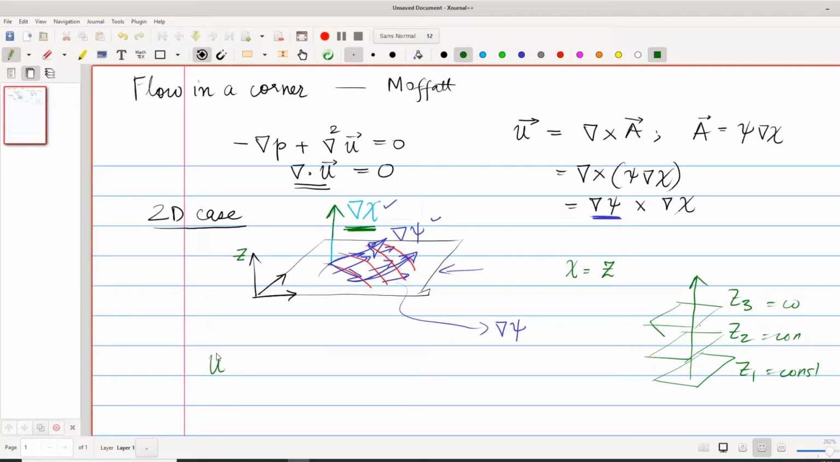Therefore, the choice of the velocity vector is equal to the curl of psi times grad of z, which is nothing but curl of psi times Ez. So, the velocity vector is given by this. Essentially, you may recall this from the stream function definition.